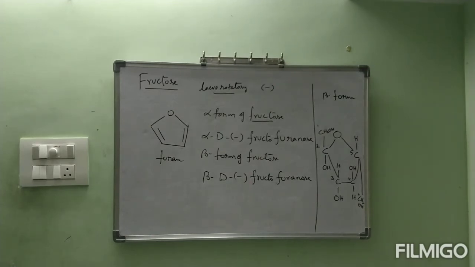What are the names? Alpha form, alpha capital D minus fructofuranose. Beta form, beta capital D minus fructofuranose. This is complete information about fructose. You have to remember carefully that glucose is dextrorotatory, fructose is levorotatory. Next we have to see the disaccharides. I hope you understood fructose also. By this we completed monosaccharides. The two monosaccharides we have seen are glucose and fructose.